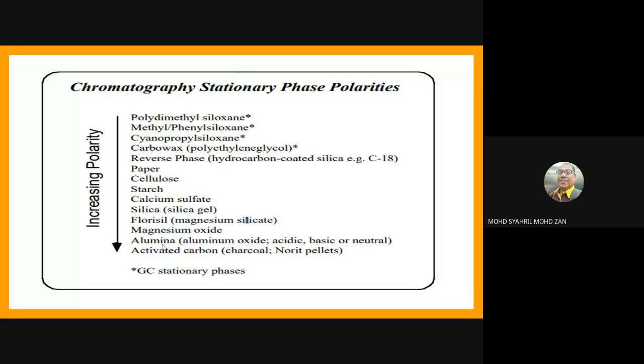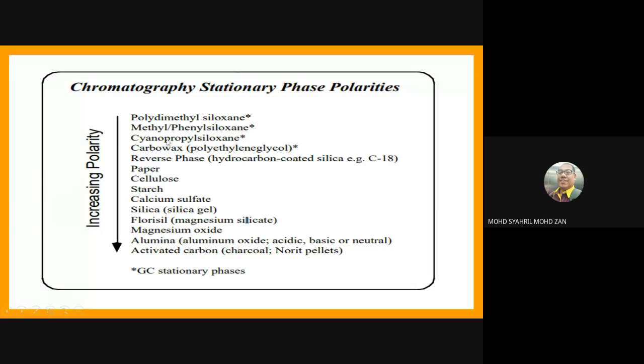So what is the stationary phase? We have plastic and we have coated things on that plastic, and that coating is known as the stationary phase. There are lots of stationary phases in polarity chromatography, such as polydimethyl siloxane, depending on the increasing polarities.